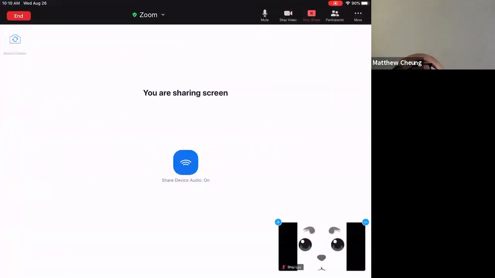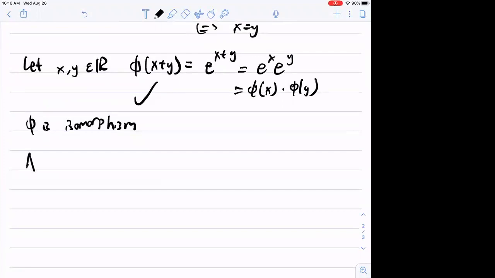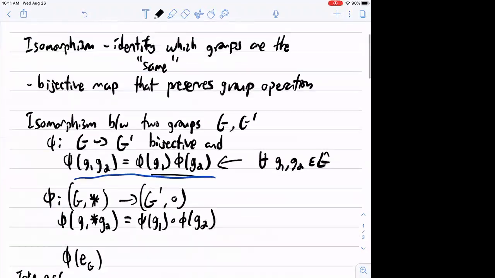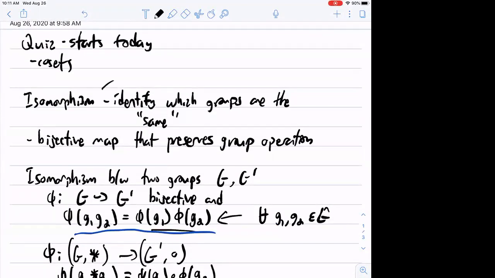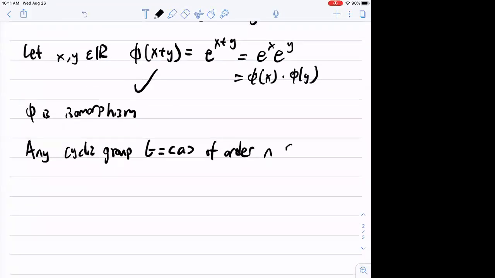Everyone good so far? So nothing too hard. So now, any cyclic group, let's call it G, generated by A of order n. Let me just write the notation. Most books use this symbol for isomorphism. So G is isomorphic to Z mod nZ.